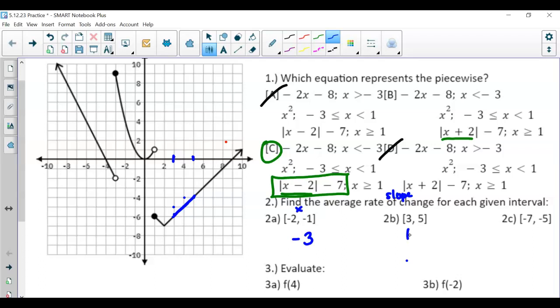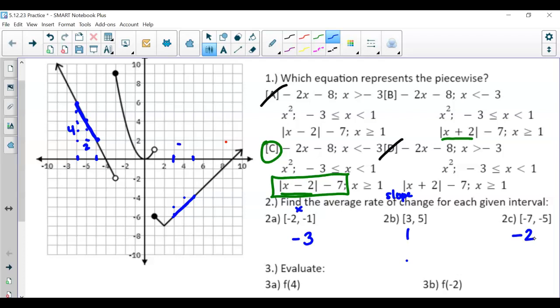Then 2c, starting with -7 to -5. So we're looking at this portion of the graph here. Again, notice how, reading it left to right, the slope is negative. Then I'm noticing these points on my graph: I'm going down 2 over 1, down 2 over 1. Or you could see that if I wanted to connect from the start to finish, this was 1, 2, 3, 4 over 2. So 4 over 2 is the same as what we got, which was -2.